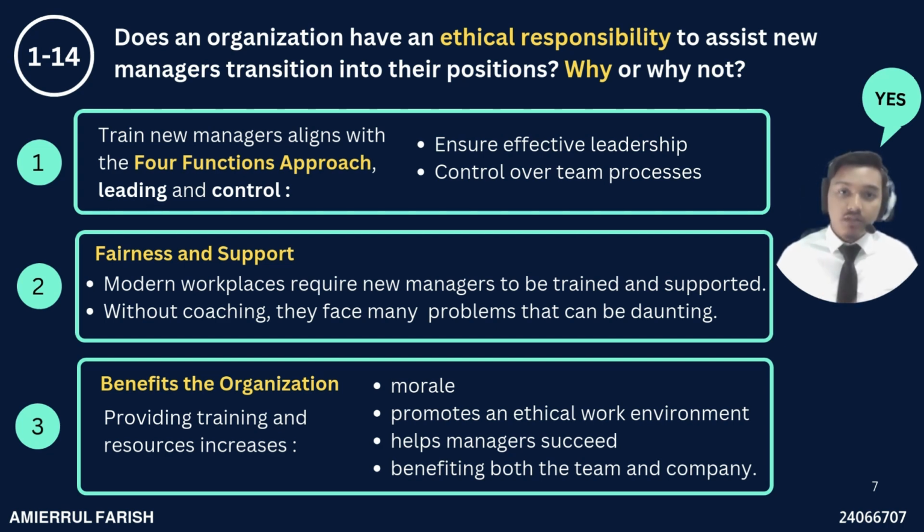In my personal opinion, organizations do have an ethical responsibility to assist new managers. First one is to train new managers aligned with the 4-function approach, which is leading and control. This ensures effective leadership and control over team processes. Secondly is fairness and support. Modern workplaces nowadays require new managers to be trained and supported at all times until they are properly trained. Without coaching, they may face many problems that can be daunting. The third one is benefit to the organization. Providing training and resources increases their morale, promotes an ethical work environment, helps managers succeed, and benefits both the team and company.